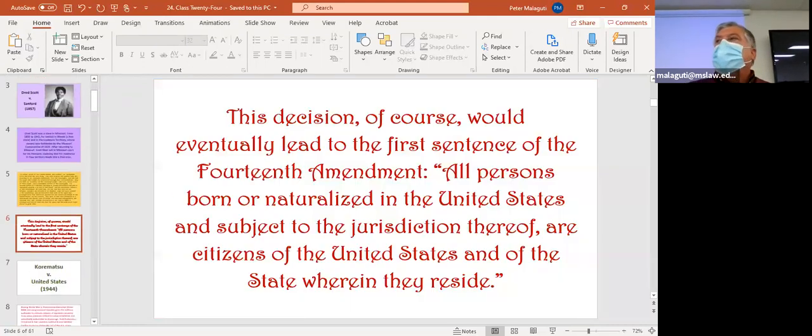So therefore, the first sentence of the 14th Amendment: all persons born or naturalized in the United States and subject to the jurisdiction thereof are citizens of the United States and of the state wherein they reside. So in other words, take away any and all claim that former slaves are not citizens. Got right down to business in doing that. Why? The slave trade, actually, let me rephrase that.